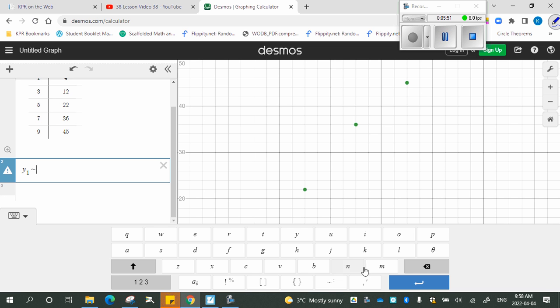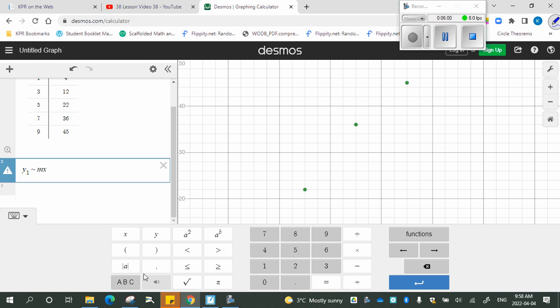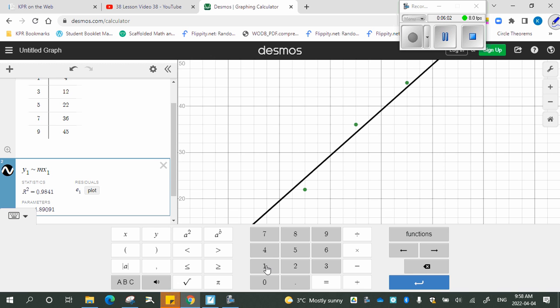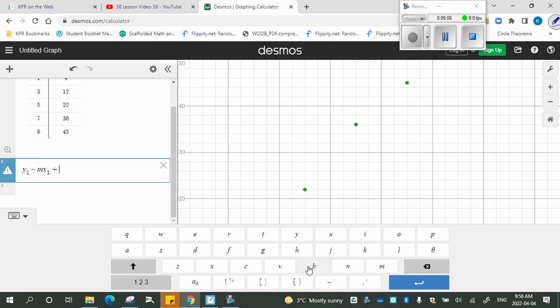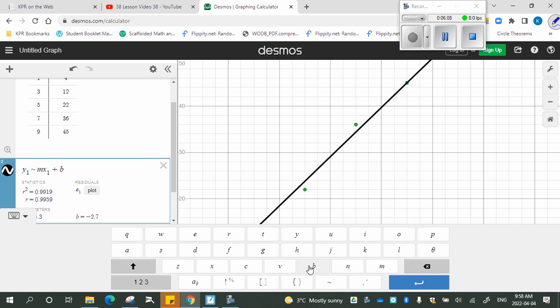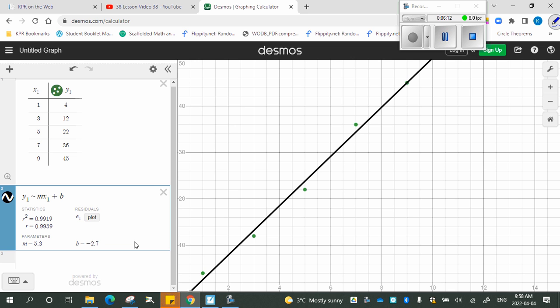M. It should be M. I don't know why it says A there. MX1 plus B. So you've just put in the equation of a line there. And then once you've done that, get rid of your graphing calculator so you can see what it gives you. Okay, so it draws in the line of best fit for you.